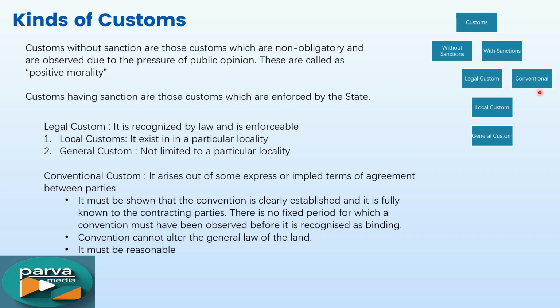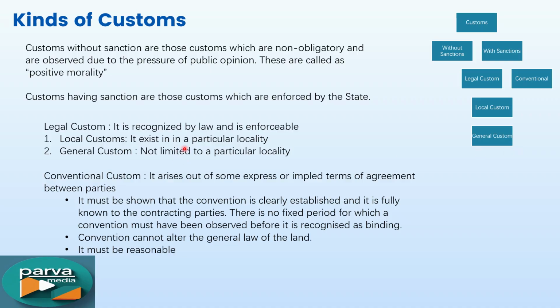These are broadly classified into legal customs and conventional customs. What is a legal custom? A legal custom is a custom that has been formally recognized by the law and is enforceable in the court. It holds the same authority as statutory law. Legal customs are broadly classified again into local customs and general customs.